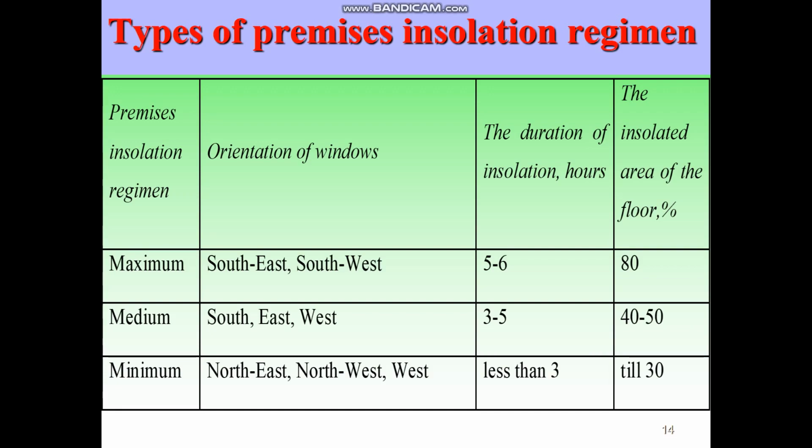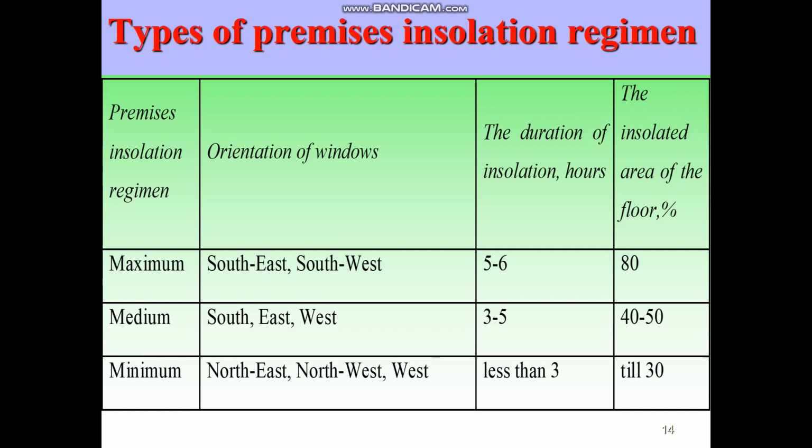For example, the best orientation for hospitals, wards, school classes, and children's institutions are south, southeast, allowable: south-west and east, unfavorable: west, north-west, north, northeast.